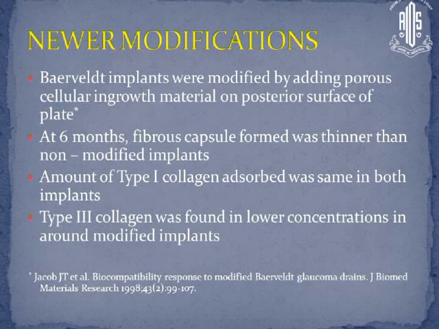There are some newer modifications coming up. Jacob J.T. et al. have done a study of modified Baerveldt implants where the implant was coated by adding porous cellular ingrowth material on the posterior surface of the plate. And at 6 months, the fibrous capsule formed was found to be thinner than the non-modified implants. The amount of type 1 collagen adsorbed on the surface was the same, but type 3 was found in lower concentrations around the modified implants.